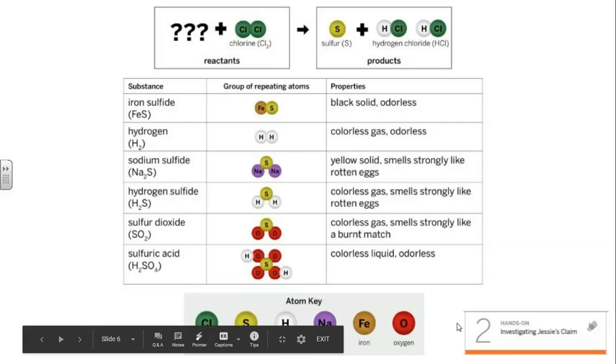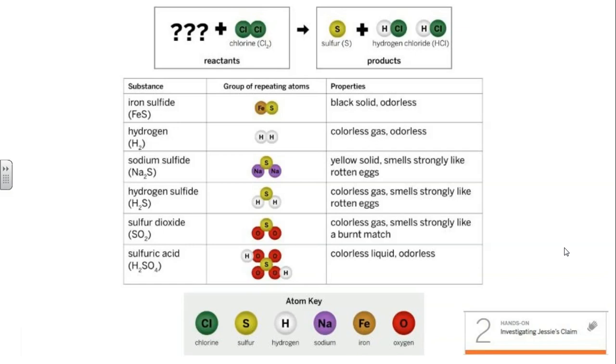So what I'd like you to do is go back into the token modeling tool, and in the second page, your goal is to try to identify what the other reactant was. It had to be a colorless gas that was inside that bottle that Jesse thought was empty. These are your options. It could be iron sulfide, hydrogen, sodium sulfide, hydrogen sulfide, sulfur dioxide, or sulfuric acid.